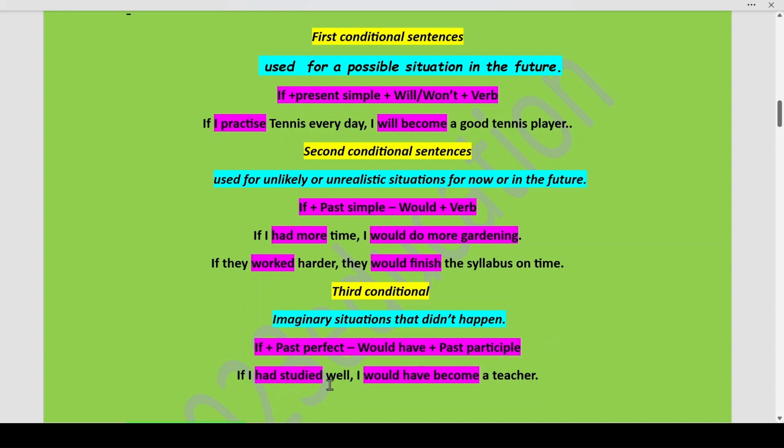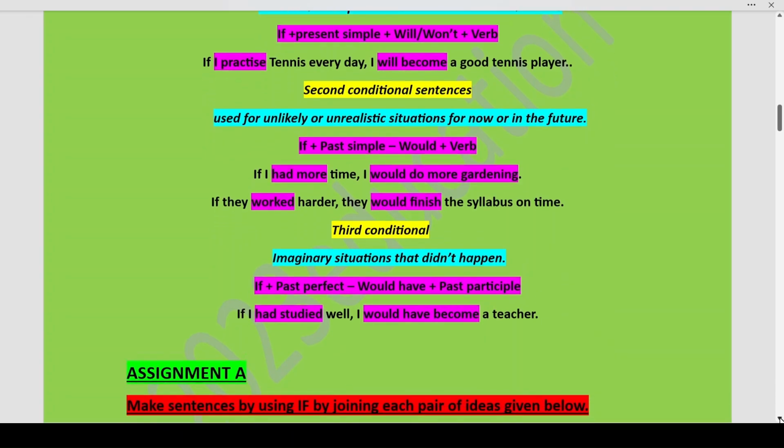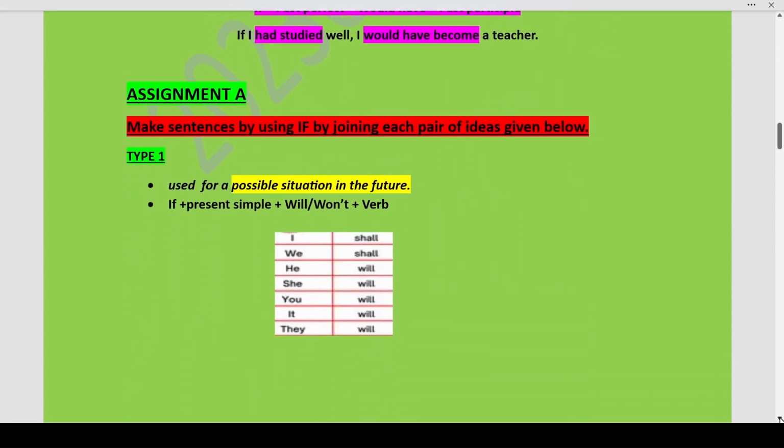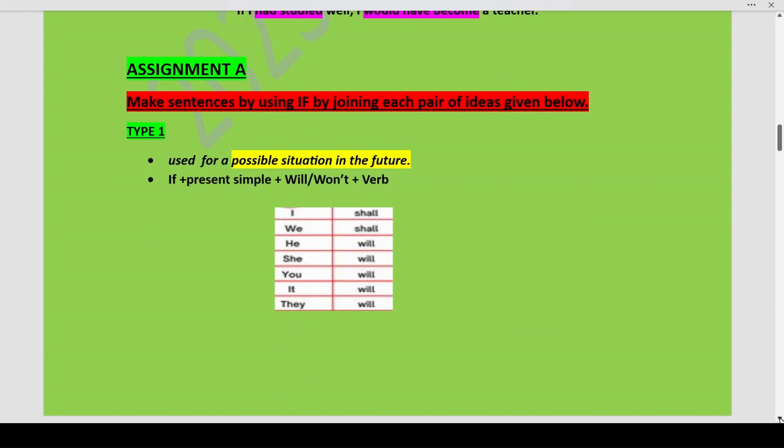If I had studied well, I would have become a teacher. This becomes past perfect tense, would have become. Okay, now let us do assignment A based on this explanation. Make sentences by using if by joining each pair of ideas given below.